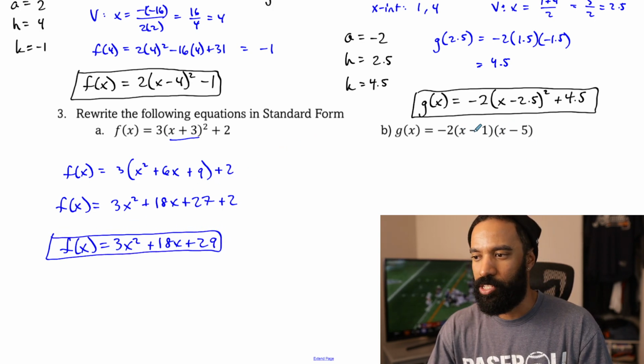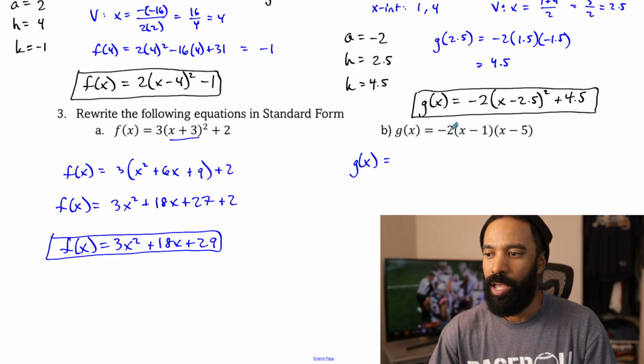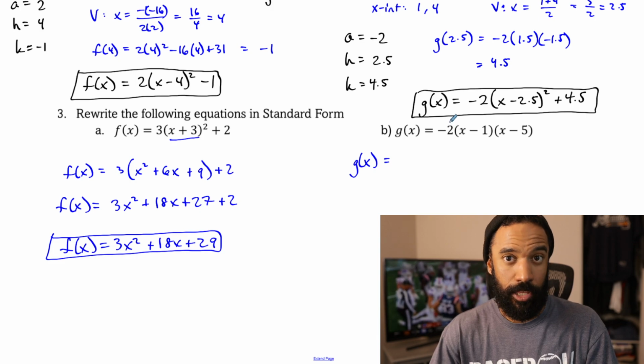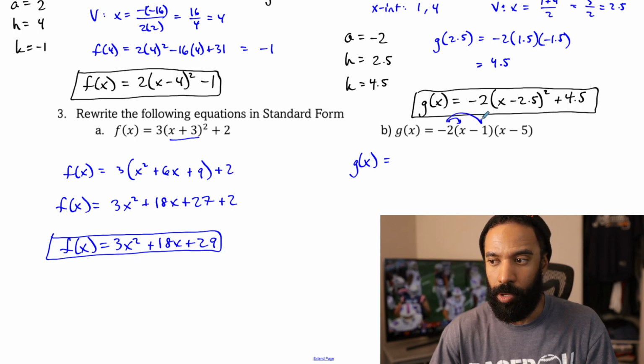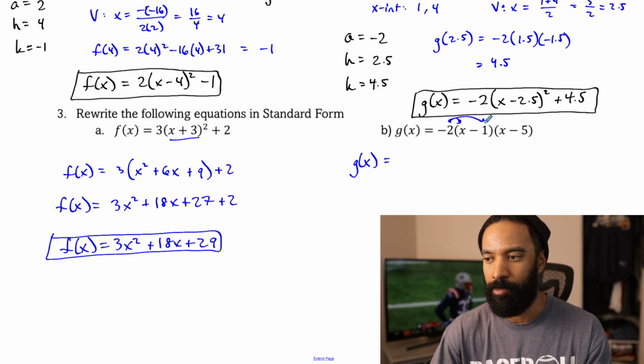Part B, g of x equals, this is in factored form. I'm going to apply the same principles as I did before. I don't want to distribute this -2, not that you're not allowed to. It's just that people will distribute it to everything, which you're not allowed to do. You can only do it to one thing at a time like this.